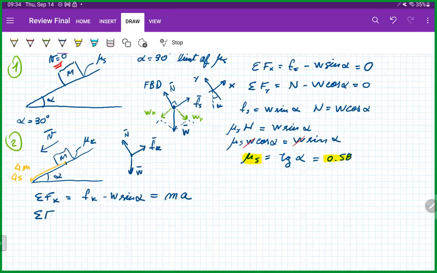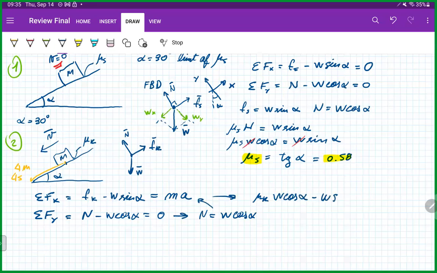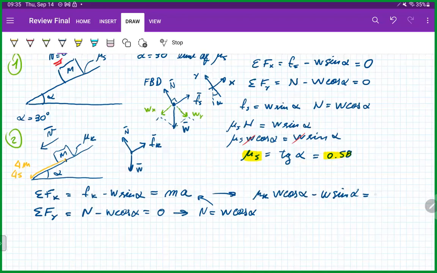So if we work this expression, let me write first the other one. The net force in y: N minus weight cosine of alpha equals 0. And from here we get that the normal is, like before, weight cosine of alpha. And if we put this in here, then we get mu kinetic, weight cosine of alpha, minus weight sine of alpha, equals mass times acceleration, right? I just substituted the expression for the kinetic friction.